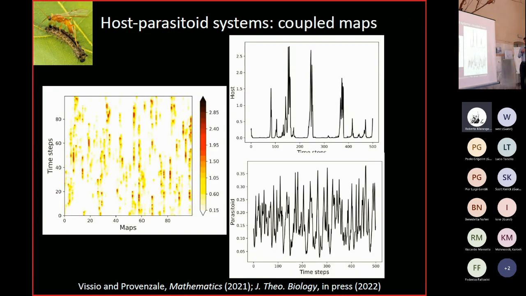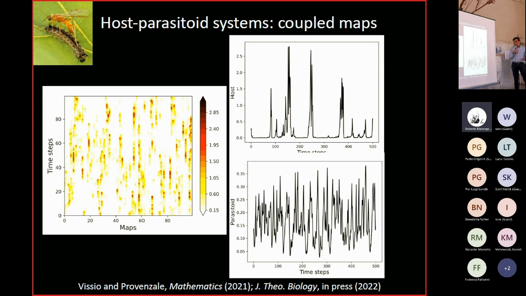The other interesting thing is that if you couple the maps, let's say 100 maps of the host, with periodic boundary conditions, but the parasitoid that can fly here and there is just one map, so the parasitoid goes where the host is because it can fly. Then you have this kind of spatiotemporal intermittency, and this is the time series of the parasitoid, chaotic but not particularly intermittent, while each of the positions on the network has an intermittent behavior.